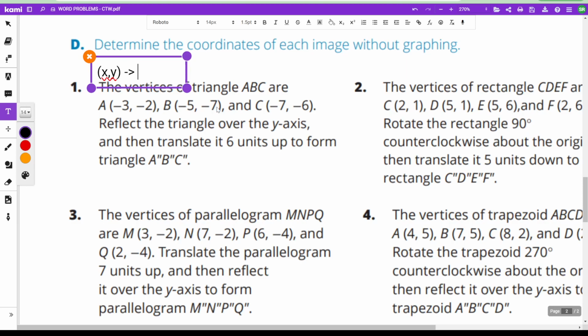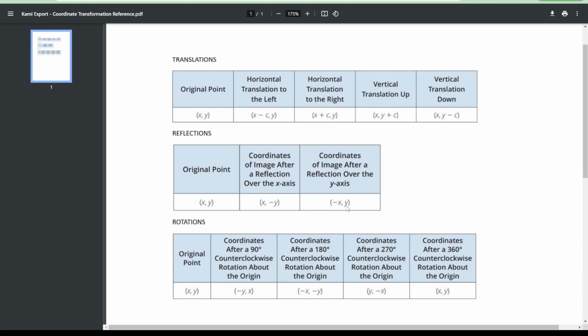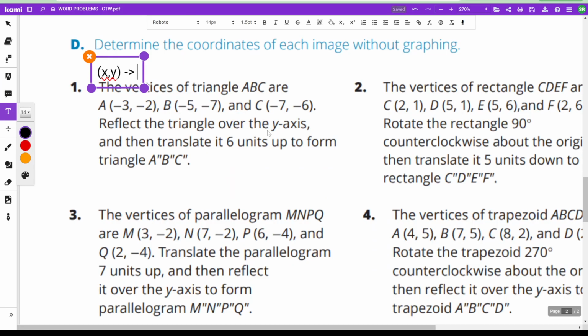and we want to reflect these coordinates over the y-axis. So if you remember, when we're reflecting over the y-axis, our y-coordinate stays the same, and our x-coordinate changes signs. So that's going to be (-x, y). Okay?